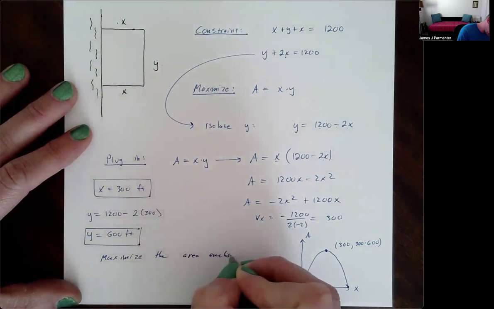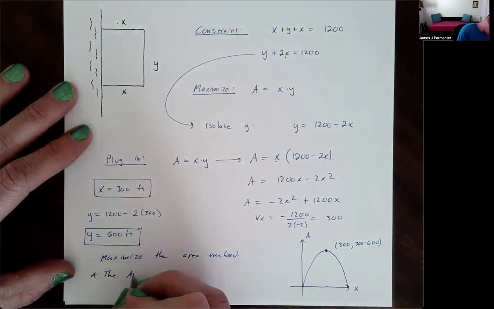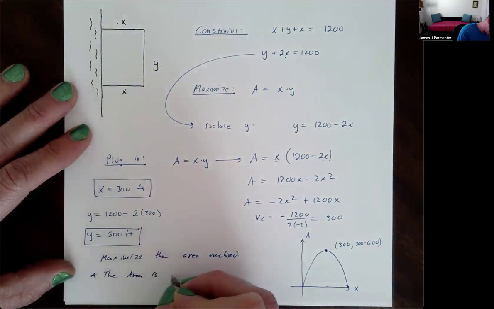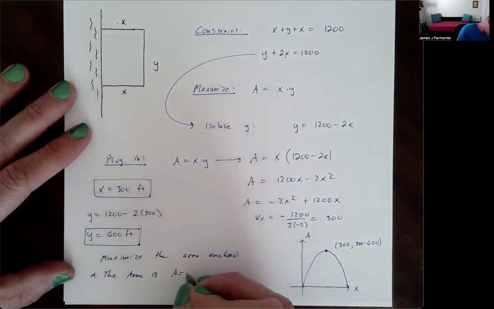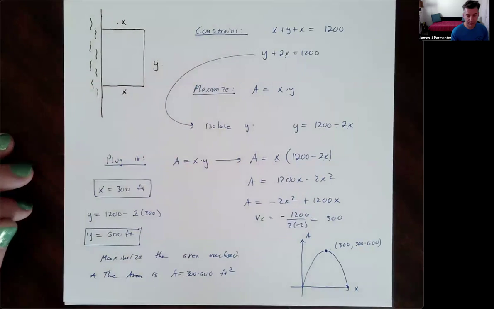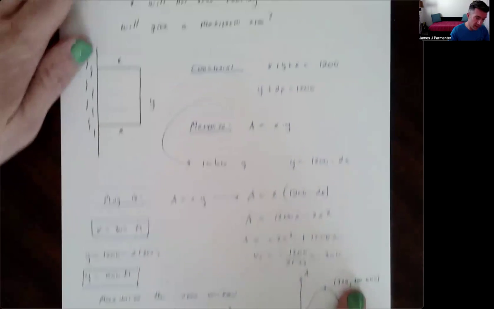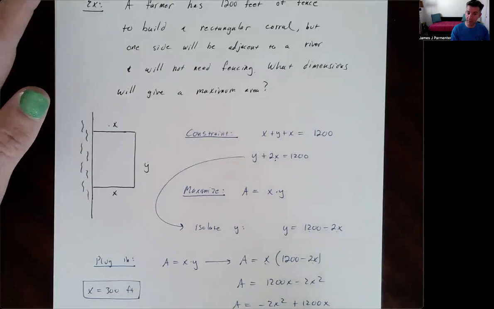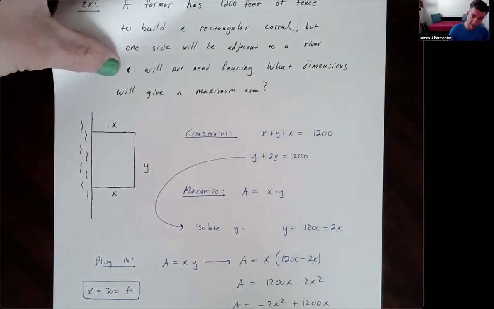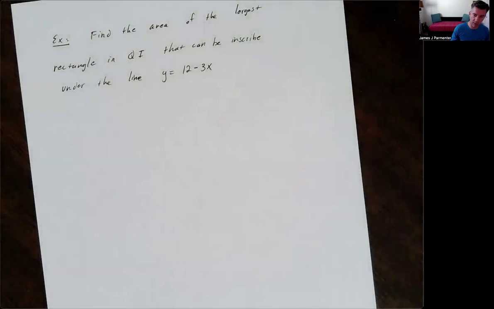And then even though it wasn't asked, I'll point out the area would be, or is, 300 times 600 square feet. But again, you really only have to answer the question that's being asked. In this case, they didn't ask you what the area was, they asked you what the dimensions were. And it's really important to pay attention to what is actually being asked. One more question.